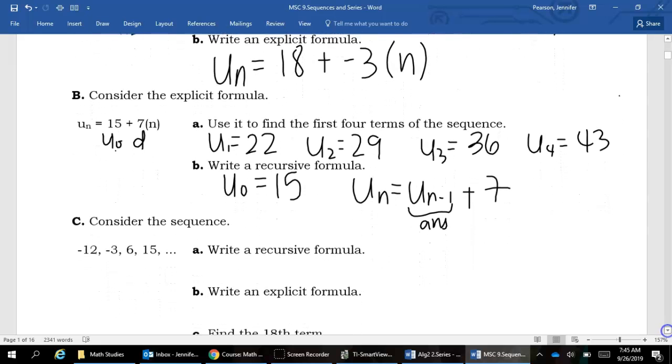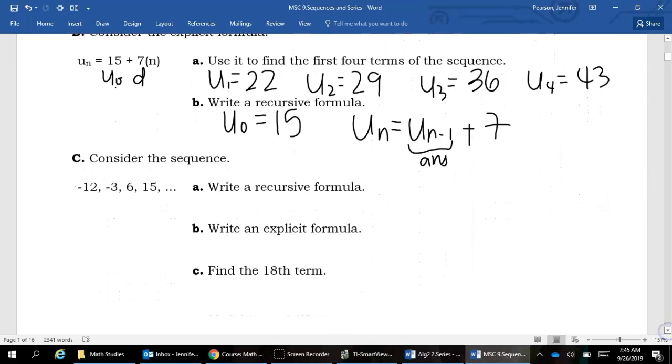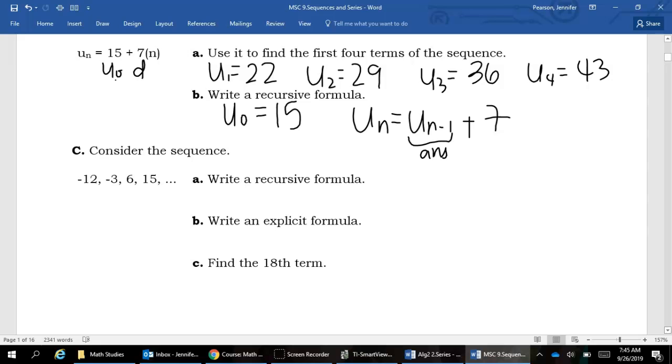Example C, consider the sequence -12, -3, 6, 15, and so on. We want to write a recursive formula, then write an explicit formula, then find the 18th term. So I need 2 things for a recursive formula. I need where it starts, and I need how it changes. So we're going to fill in how it starts and how it changes.